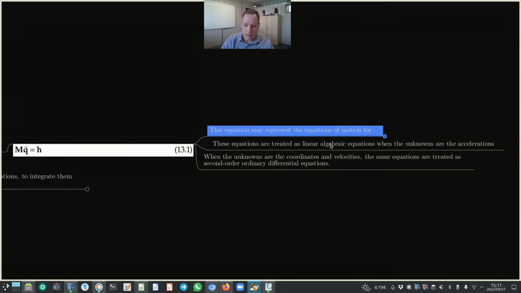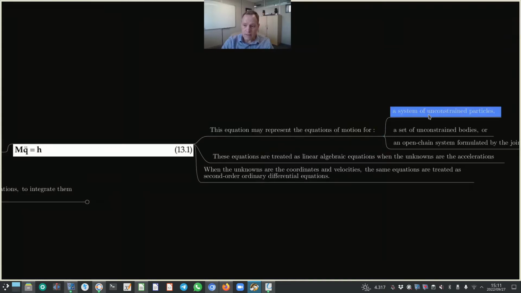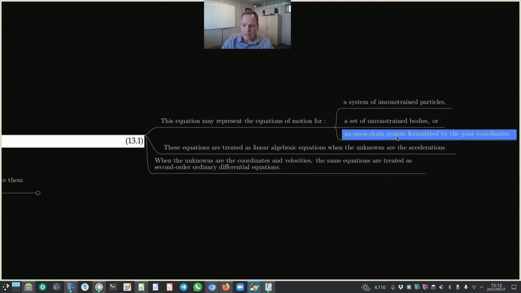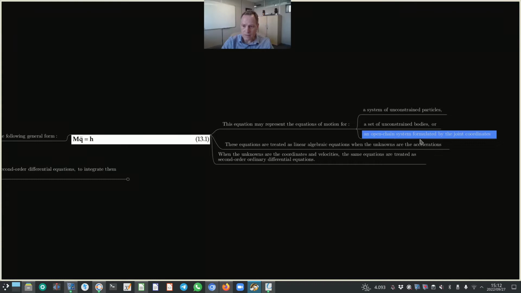Now, this equation may represent the equations of motion for a system of unconstrained particles, a set of unconstrained bodies, or an open chain system formulated by the joint coordinates. None of these are applicable to the pendulum rod that we've been discussing, and it's mentioned here for completeness' sake. What can be of interest to us though is the unconstrained bodies, depending on what mechanism you want to analyze. But certainly the open chain system formulated by joint coordinates is not relevant in this module, but it is dealt with in Prof. Nick Ravesh's planar multibody dynamics textbook.